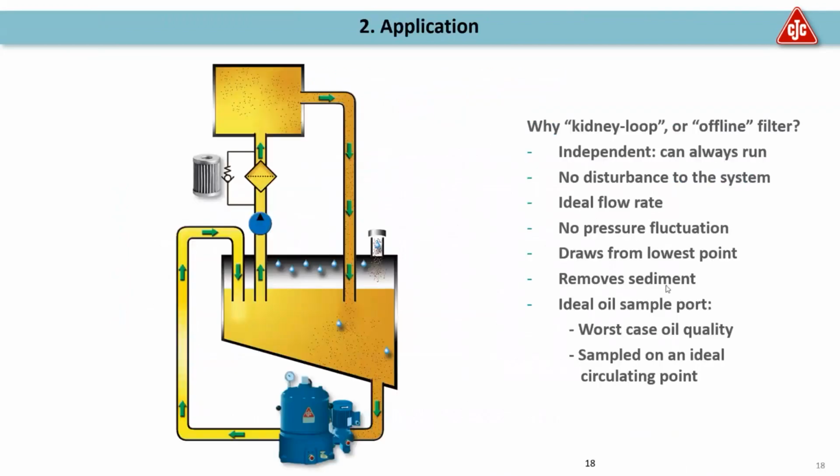Now the application. How do we keep that oil clean? We recommend kidney loop filtration or offline filters. And why is that? They are independent. They can always run. There's no disturbance to the system. It can have the ideal flow rate rather than taking a little slipstream from the pump that may already be in the system. There are no pressure fluctuations.